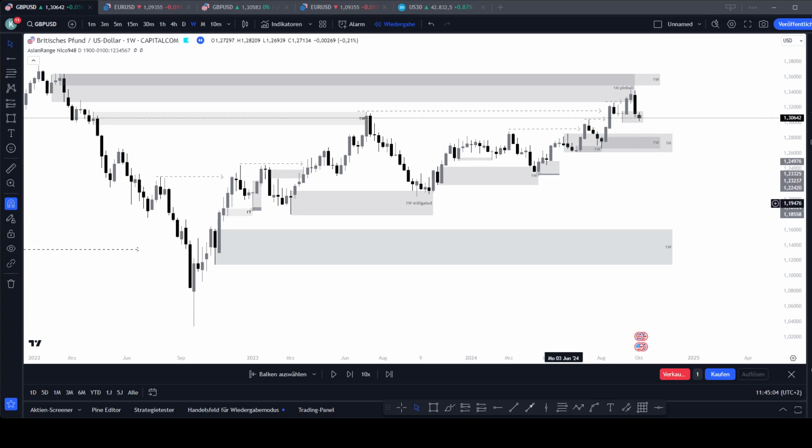Also, if we look at these charts, guys, me personally, I'm able to notice that most of the reaction on GBP occurs at demand and supply zones. This was a demand zone mitigated. It was a demand zone. This is a demand zone. And presently, sitting in this area, we can see here is a weekly demand zone.